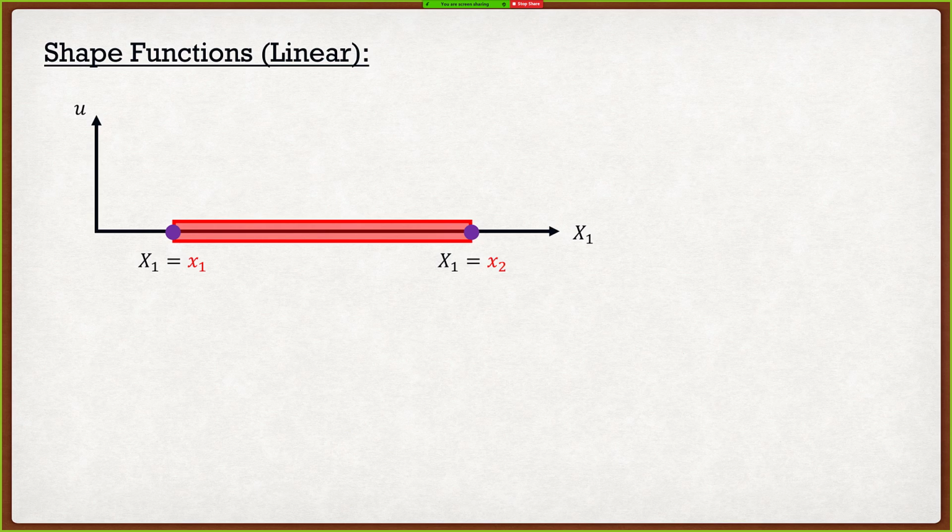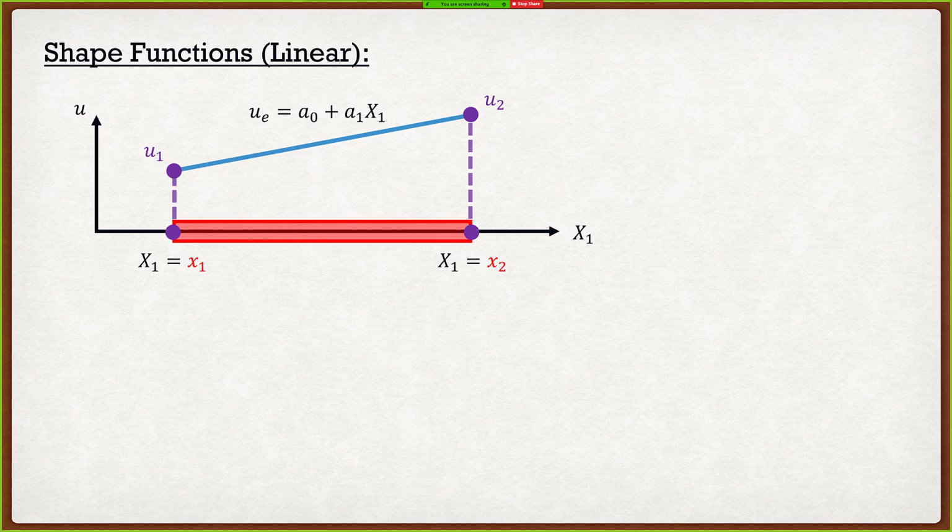So if we're dealing with this, I have an element, I have two nodes, and let's say I know the displacement at both of these nodes. At the first node, the displacement is u1. At the second node, the displacement is u2. In a linear element, it's fairly obvious, but we assume that the displacement between those two nodes is linear. Therefore, we know from our approximation functions that our element displacement is going to be of the form a0 plus a1 times x1. Again, just a linear function between these two nodes.